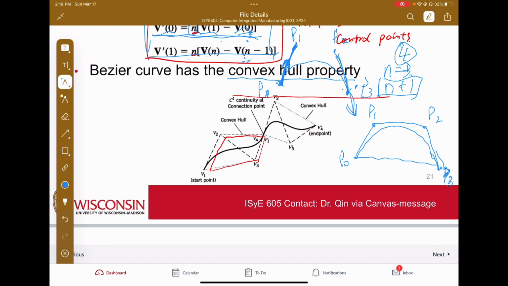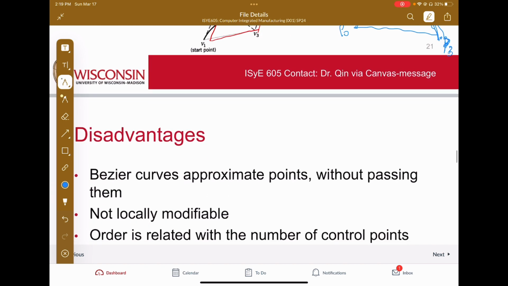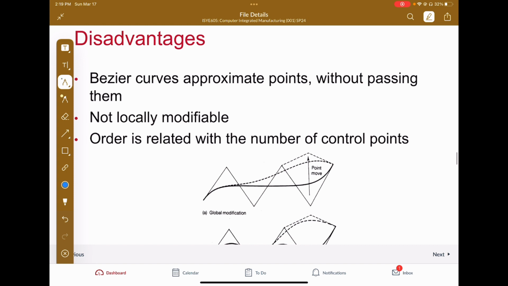These properties, you don't need to know much about. You just need to know we want to apply this curve method to interpolation. So it has its unique properties. This is a really good one for that application.